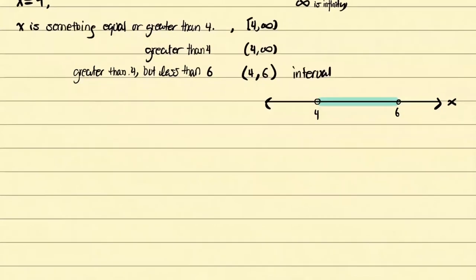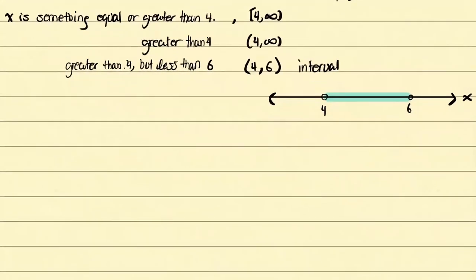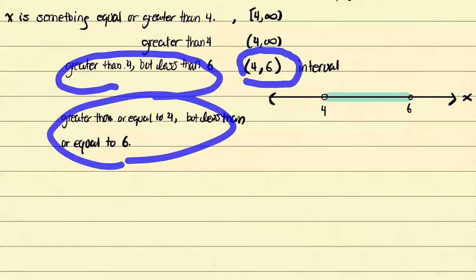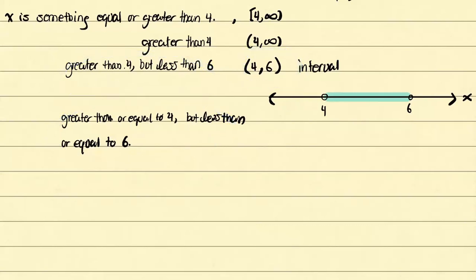So then let's try another one. Let's say I do greater than or equal to 4, but less than or equal to 6. So this is similar to this one. So we can think about how to change this interval. What does the added verbiage make this new interval right here?